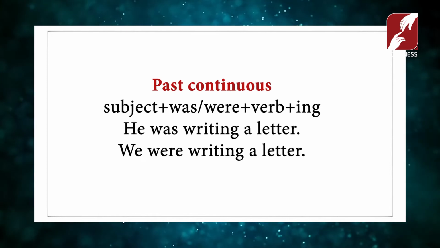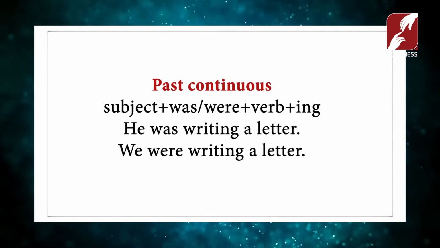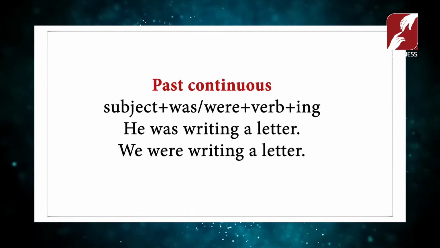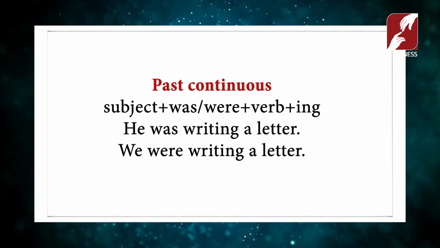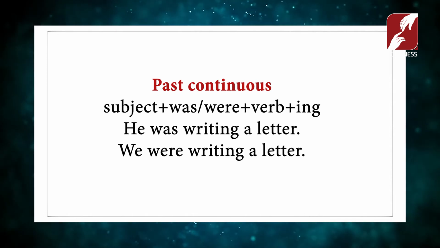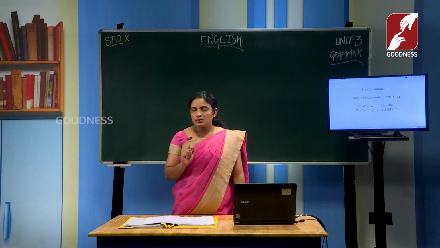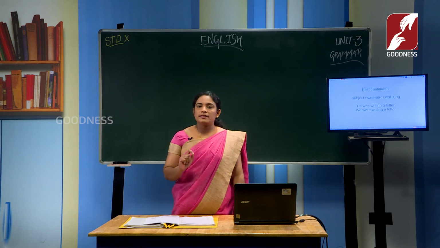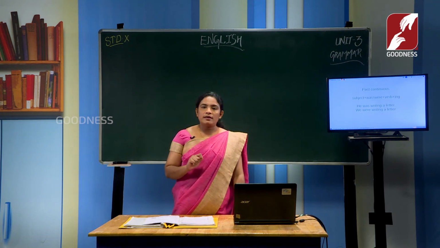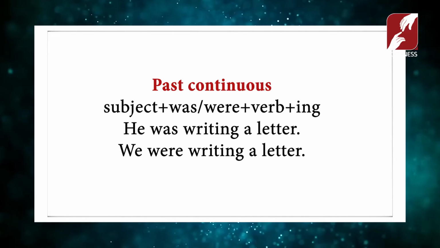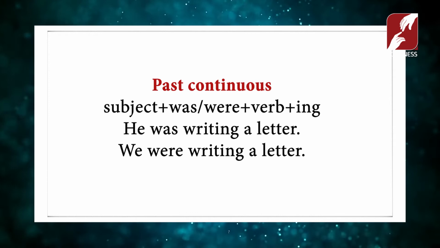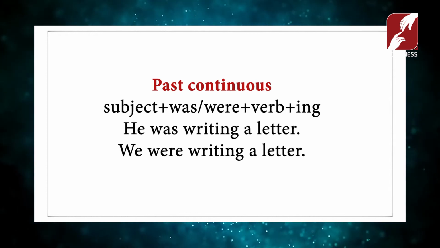And see the next one, past continuous tense. What is the format of past continuous tense? Subject plus was or were plus verb plus ing. That means was is used with the singular ones, and were is used with the plural ones. See here some examples are given. He was writing a letter. We were writing a letter.